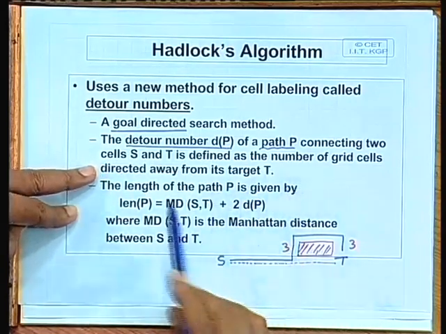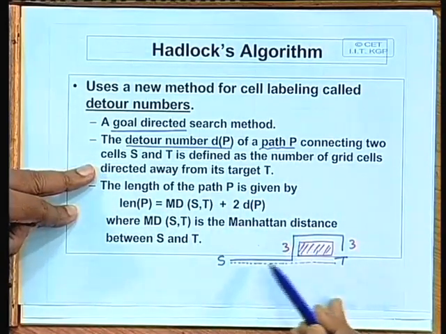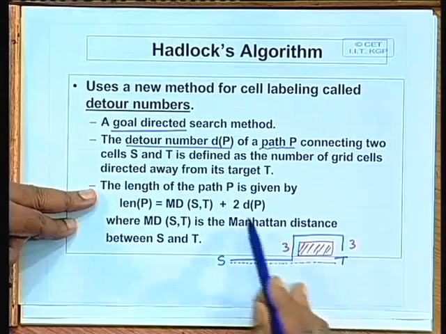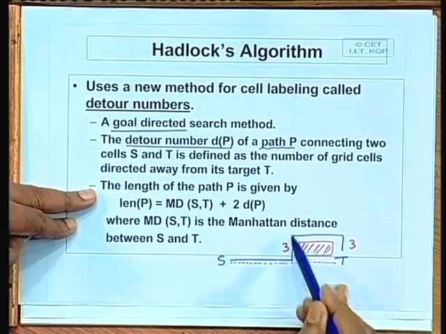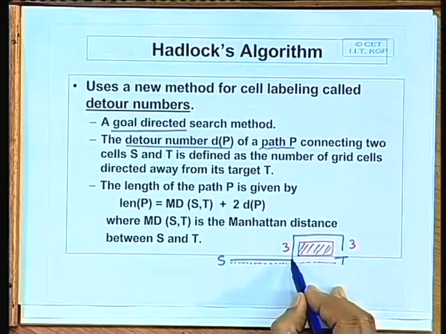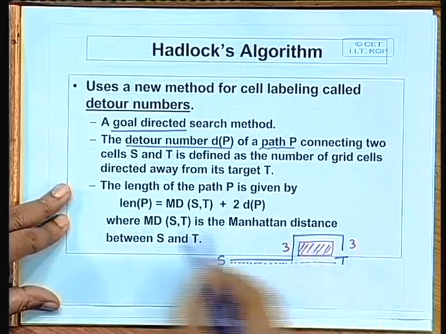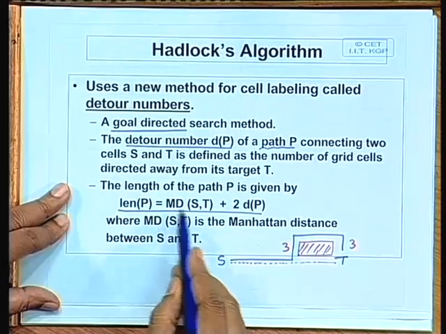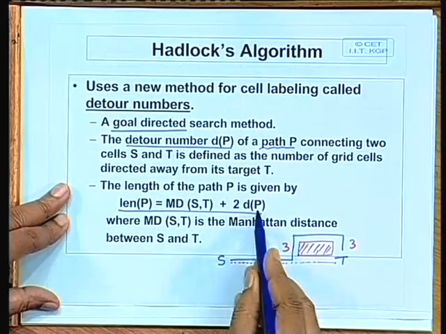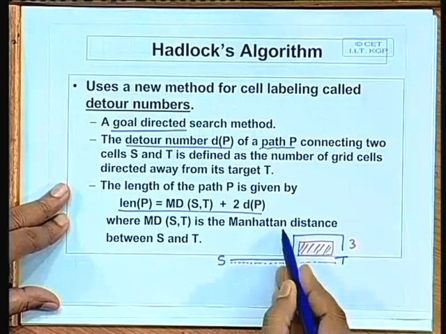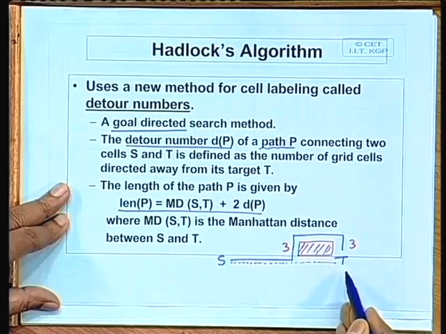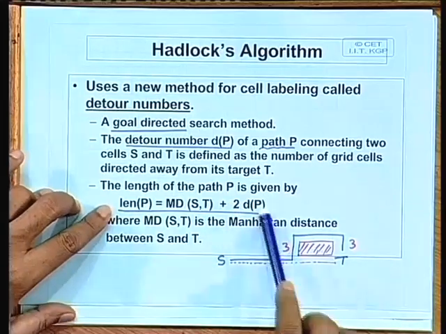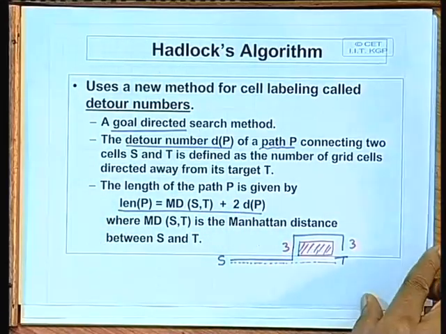It is the number of grid cells directed away from the target, and it is defined with respect to a given path. Now, if dp denotes the detour number, which is the number of cells we are moving away, then the total length of this path will obviously be the best possible path, which is the Manhattan distance, plus twice the detour number. The number of cells you move away will be the number of cells you will again have to come back. This is how you can estimate the length, and this is how you can use the detour number.